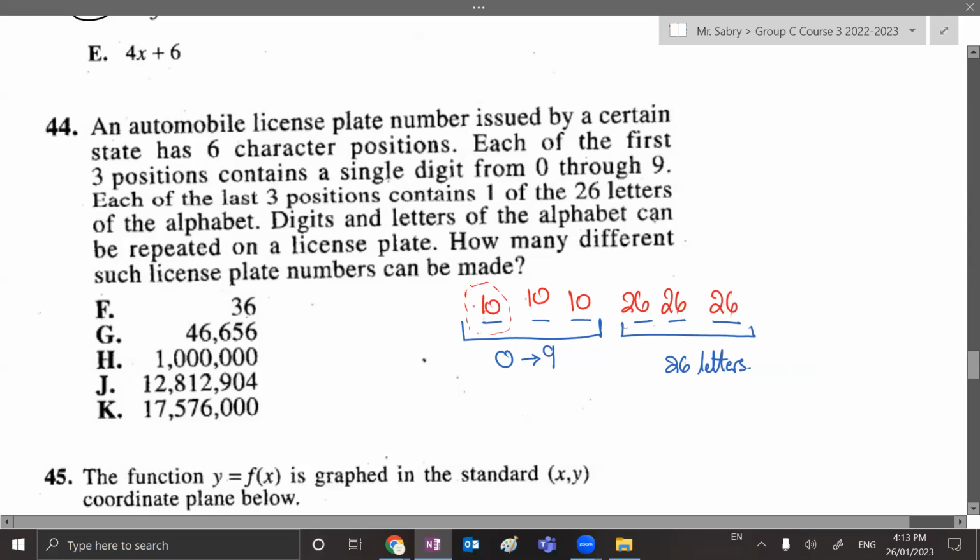So on a calculator, all what I need to do is to multiply all of those options by each other. For the part that has 10 times 10 times 10, there's no need to calculate that on a calculator. That's 1,000. But for 26 times 26 times 26, I'll calculate that part. And that would get me 17576. Because of the 1000 اللي في الأول, I'll add here 3 zeros. When you look at the answers, it's choice K for sure.